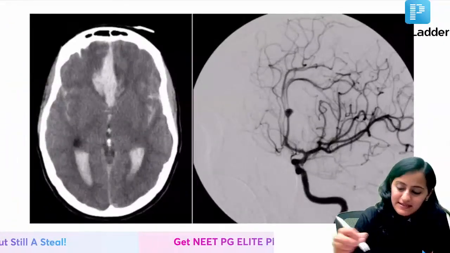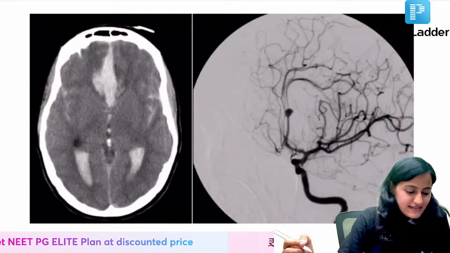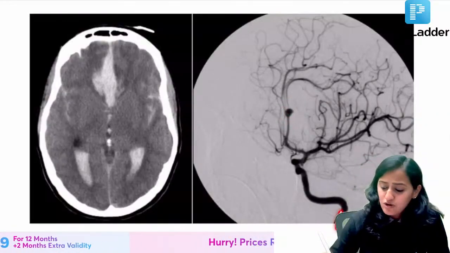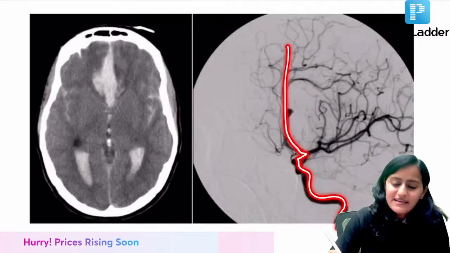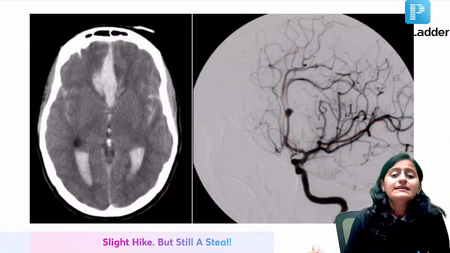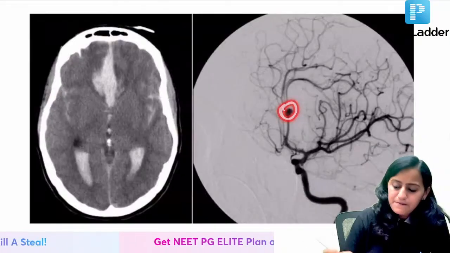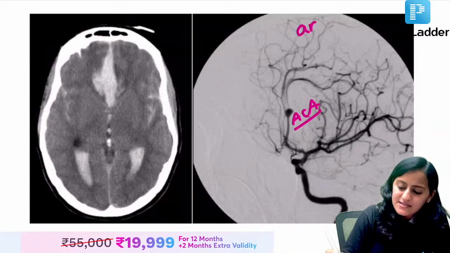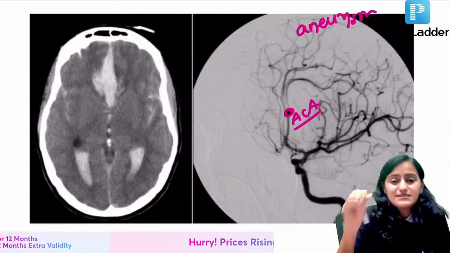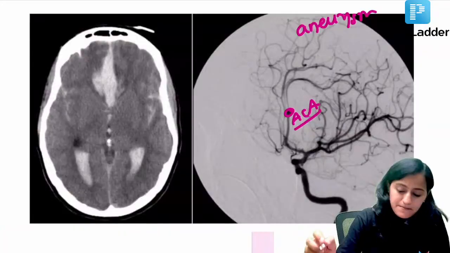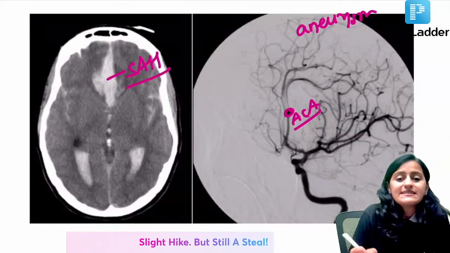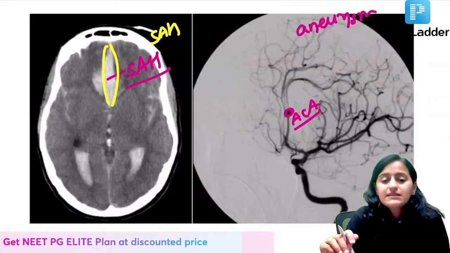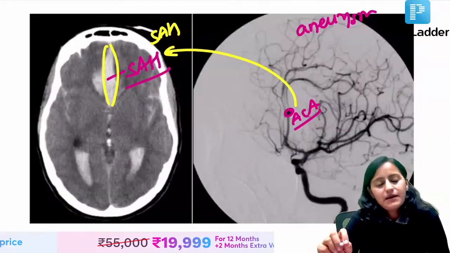Okay, next one. This is a DSA that you are seeing here. What is seen in this DSA? What is this one here? See, the tortuous vessel is the internal carotid artery dividing into the ACA in the middle and the MCA going laterally. Okay, so what is seen here? Here an aneurysm is seen in the ACA. Okay, there is an aneurysm that you are seeing. A blob of contrast which has gone into the aneurysm, ACA aneurysm, and because of that you can see this subarachnoid hemorrhage, right? The blood accumulating in the interhemispheric fissure. This is because of the aneurysm, there is subarachnoid hemorrhage.